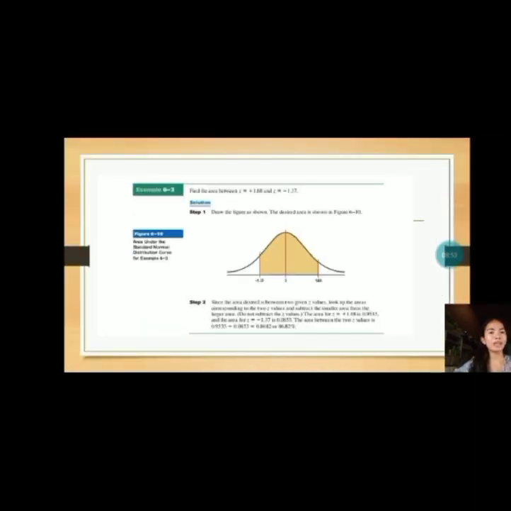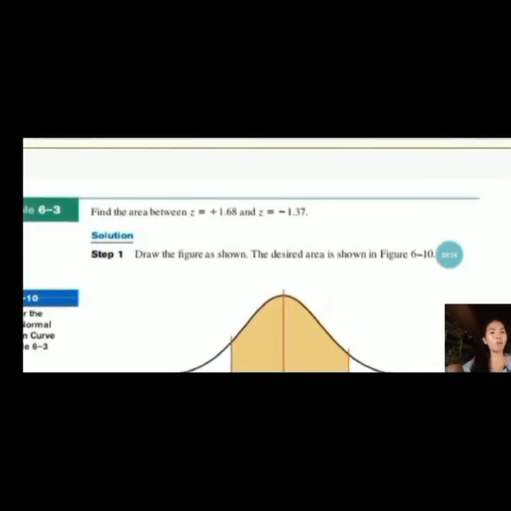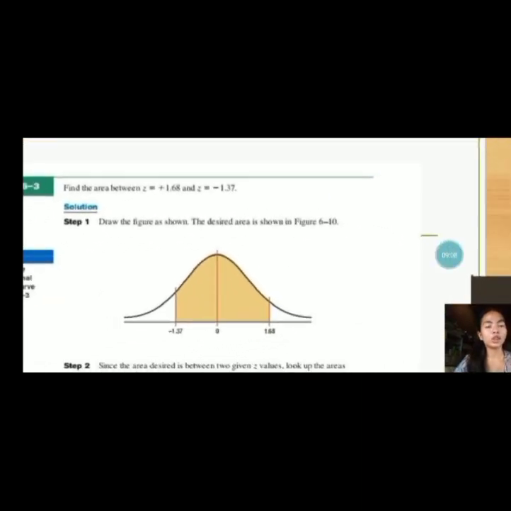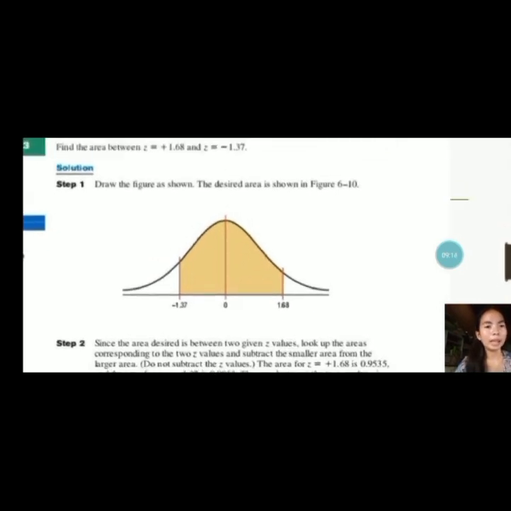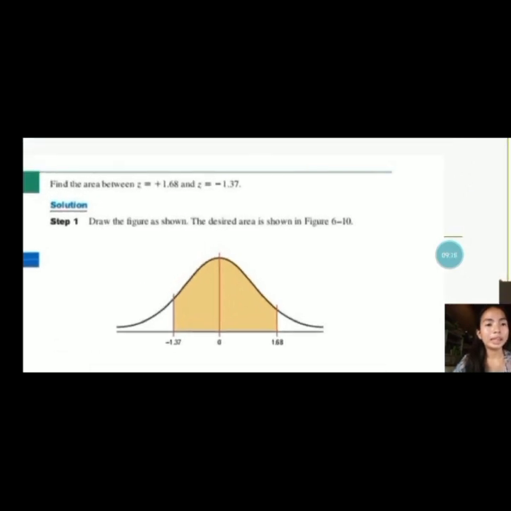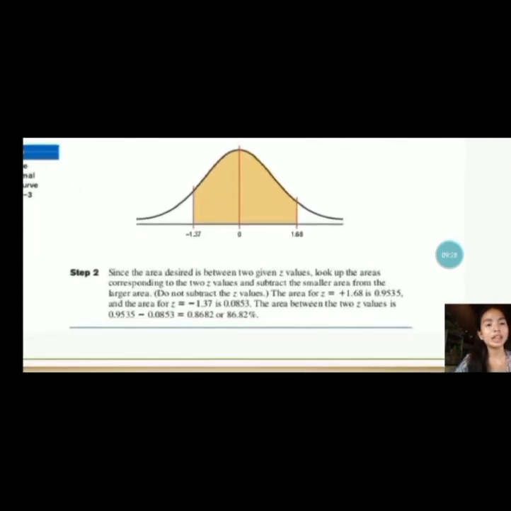Then, next is ang between. Between, z is equal to positive 1.68, and then z equals to negative 1.37. Same as that, mag-drawing mo og bell, like this. Ang 1.37 sa right side, and then ang left side is 1.68. Since the area desired is between two given values, subtract the smaller area from the larger.